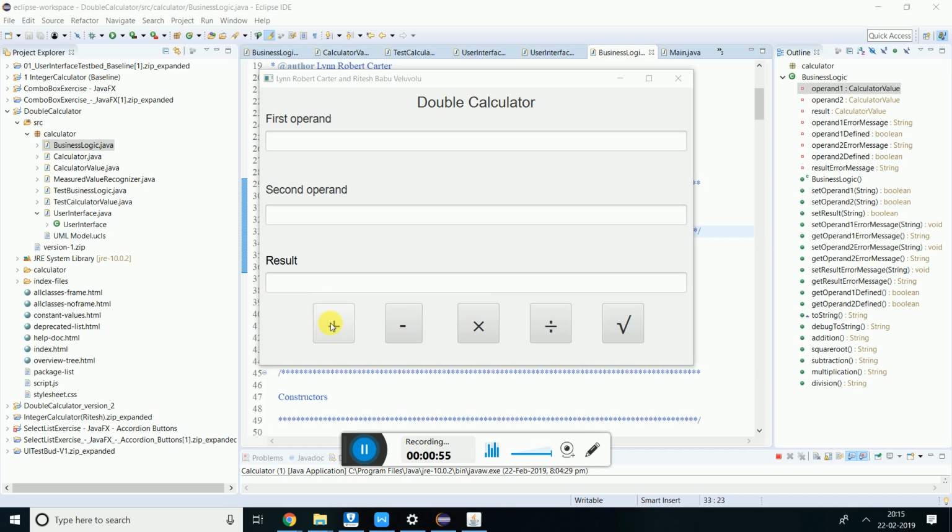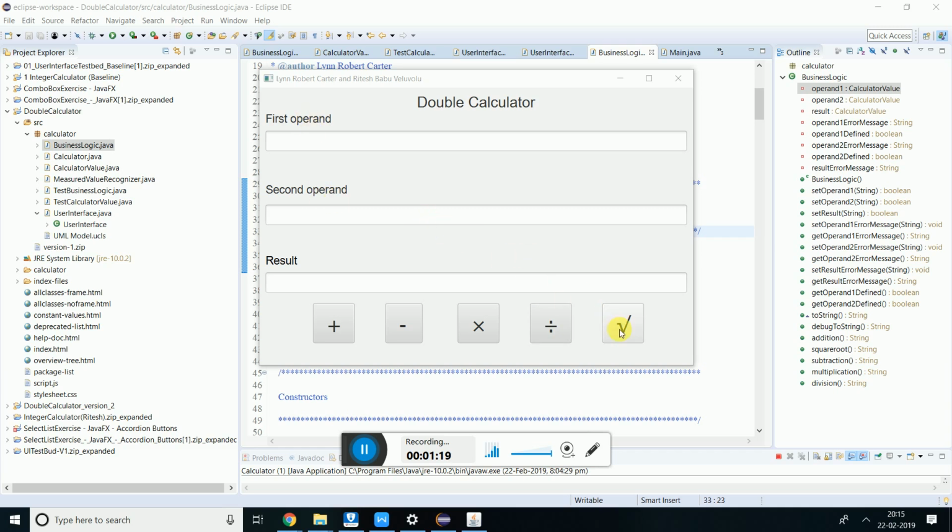So the plus button performs the addition operation between these two input operands. This minus button performs the subtraction between the two input operands. This into button performs the multiplication between the two input operands. This division button performs the division between the two input operands. And this is the square root button.